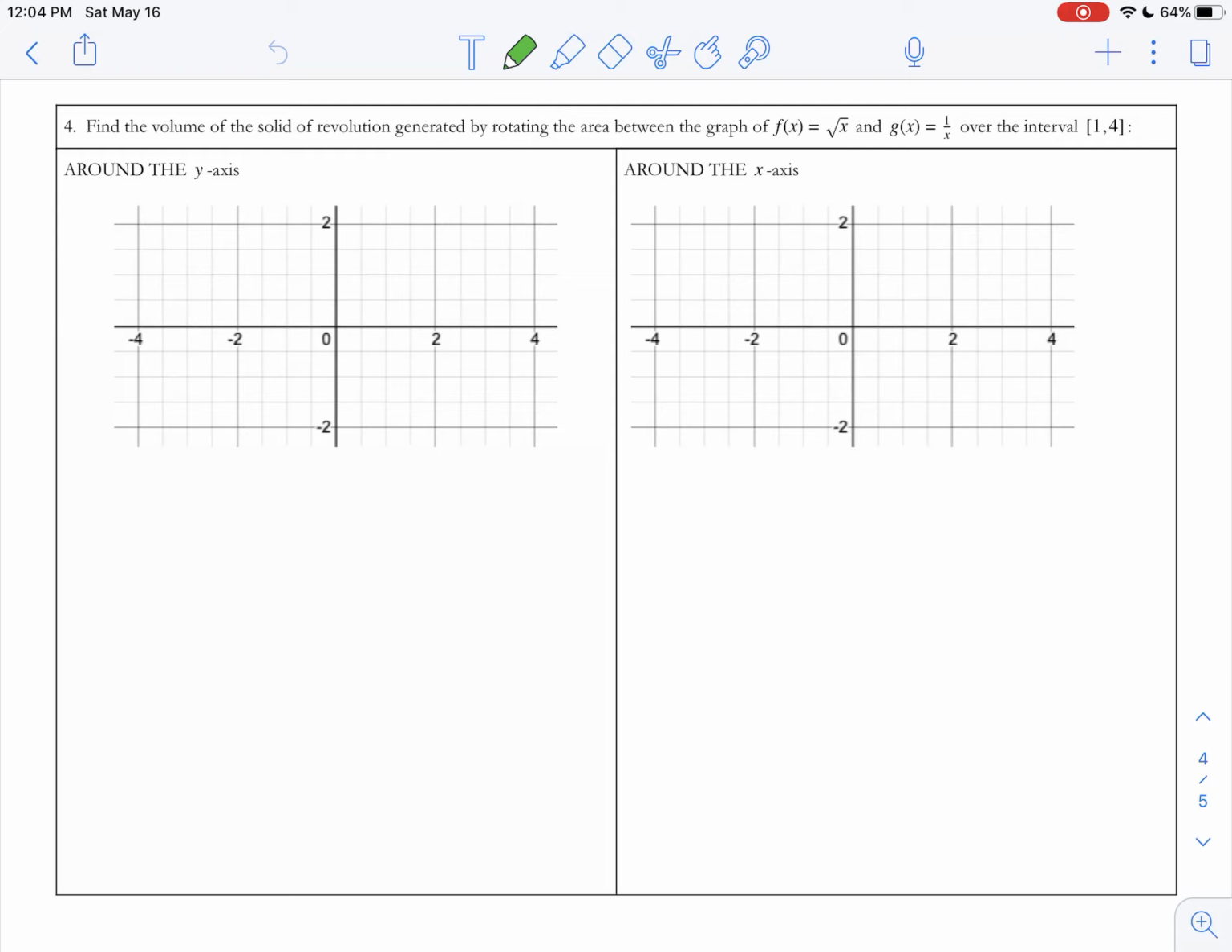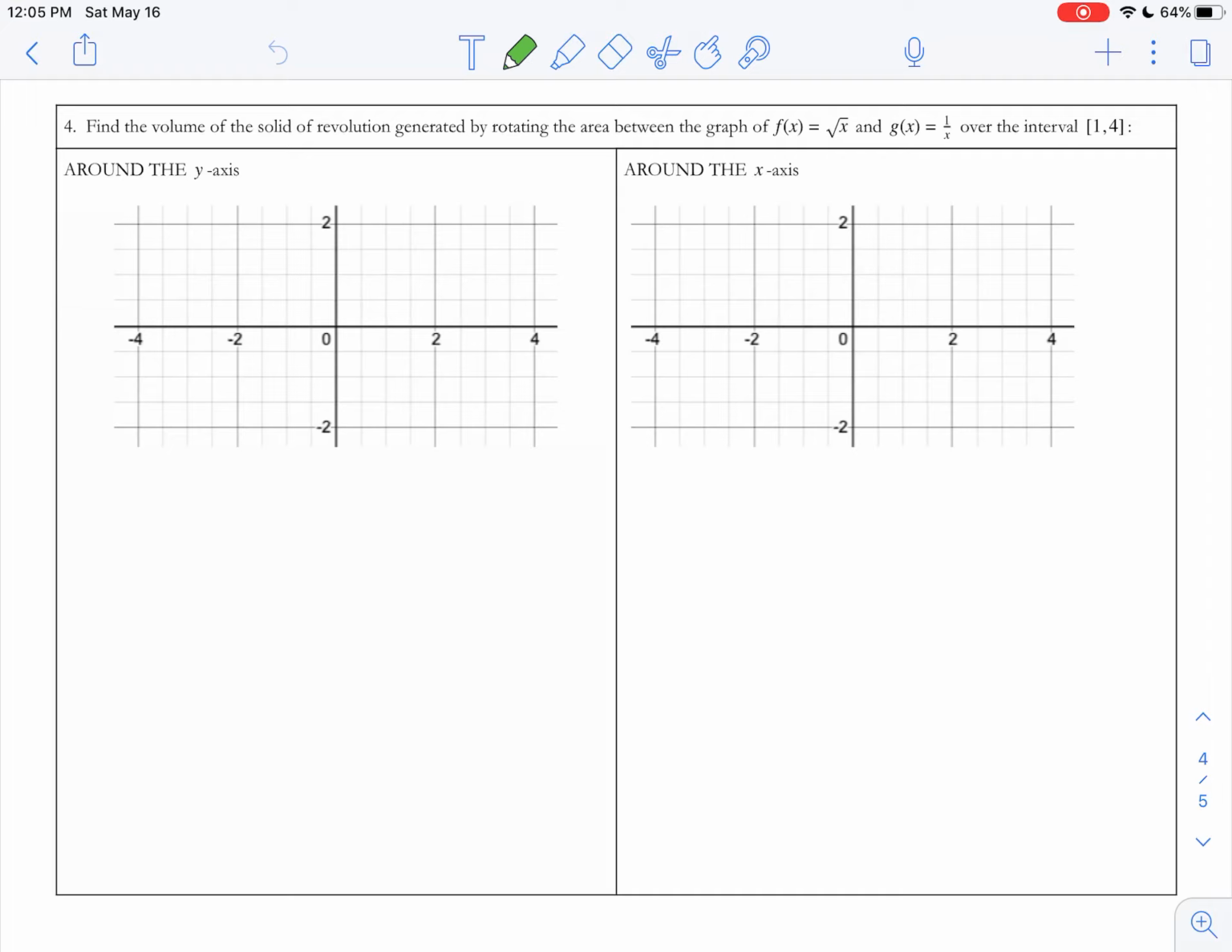It says find the volume of the solid of revolution generated by rotating the area between the graph of f of x equals square root of x and g of x equals 1 over x over the interval from 1 to 4. So let's sketch a diagram.